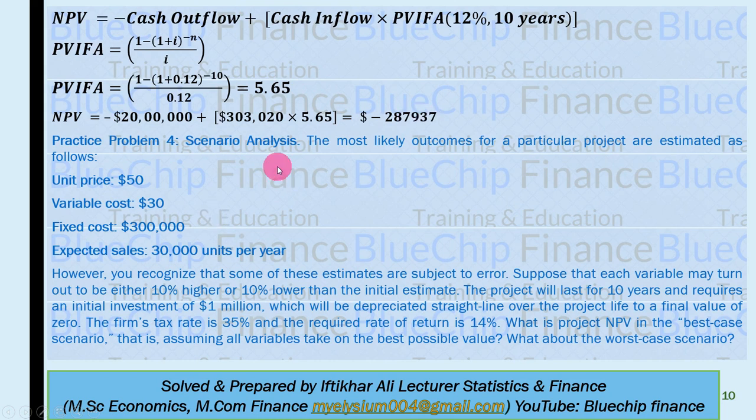And similarly, at the end of this question, another problem is given for your practice, which is taken from your book Corporate Finance by Brealey Myers, and it is practice problem number 4, in which unit price is 50, variable cost is 30, fixed cost is 300,000, expected sales is 30,000 units per year, and here some little detail is given at the end of this question. So you should try to solve this question.